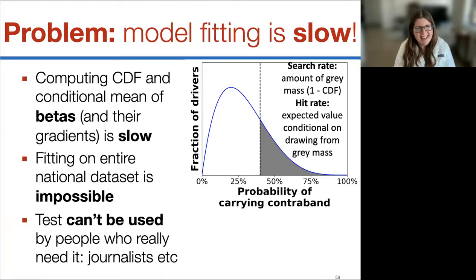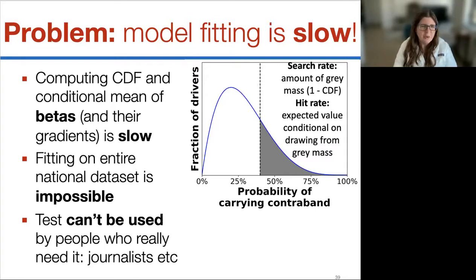Turns out that this actually doesn't work at all in a data set of our size using the original sort of parameterization of those risk distributions. The original threshold model tried to write down the risk distributions as beta distributions. It turned out computing the requisite quantities and also their gradients, because that's what you need for Hamiltonian Monte Carlo, was prohibitively slow.